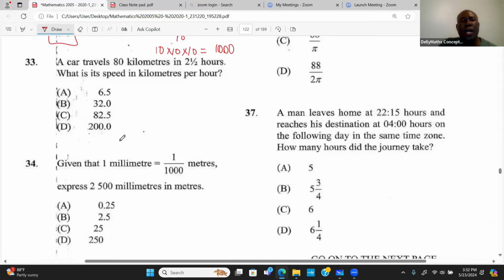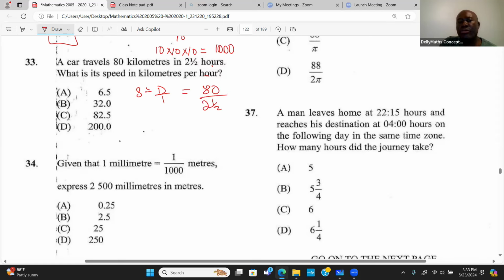33. A car travels 800 kilometers in 2.5 hours. What is the speed of the car? What is the speed in kilometer per hour? Let's take a look. What is speed? Speed is equal to my distance over my time, right? So in this context, what is the distance? It's 80 kilometer. What is my time?